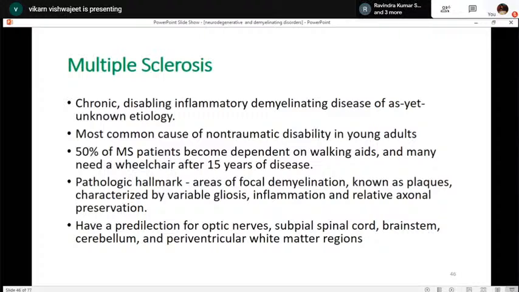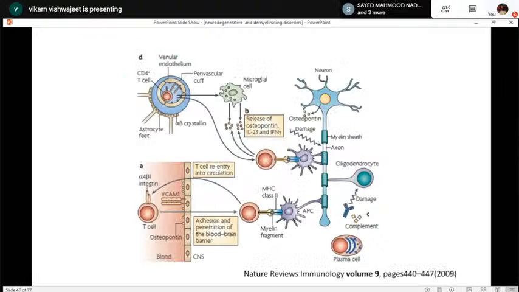So the pathologic hallmark is that the lesion shows areas of focal demyelination, which is characterized by variable gliosis, inflammation, and relative axonal preservation. Lesions are usually disseminated throughout the CNS but have a particular predilection for the optic nerve, spinal cord, brainstem, cerebellum, and periventricular white matter regions. So coming to the pathogenesis of multiple sclerosis.